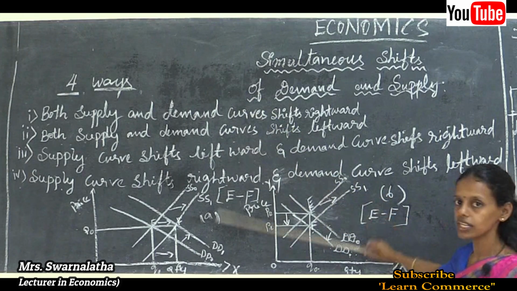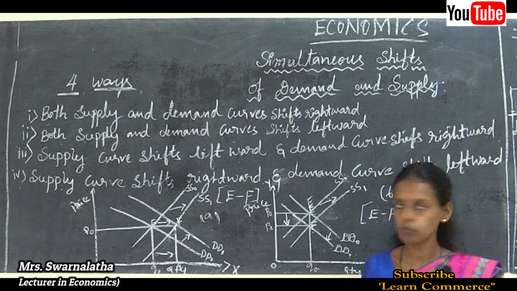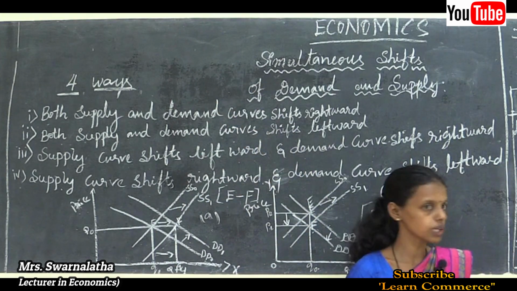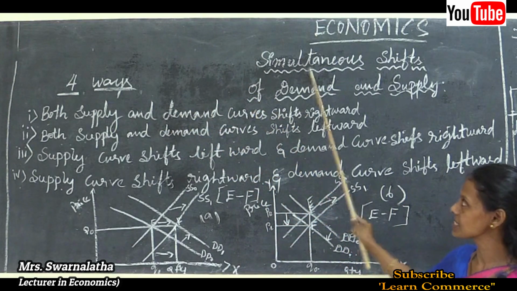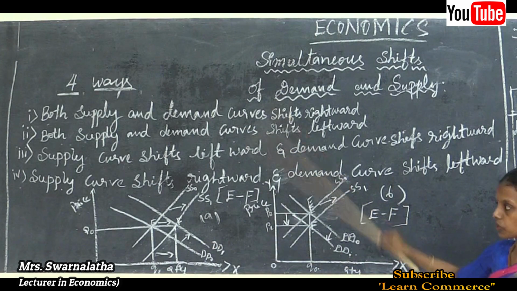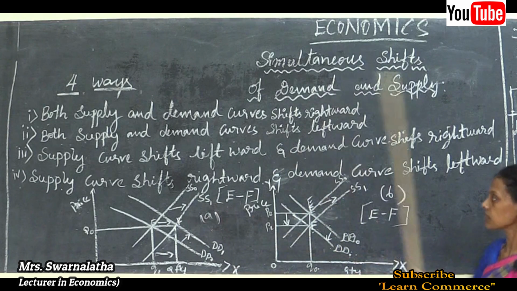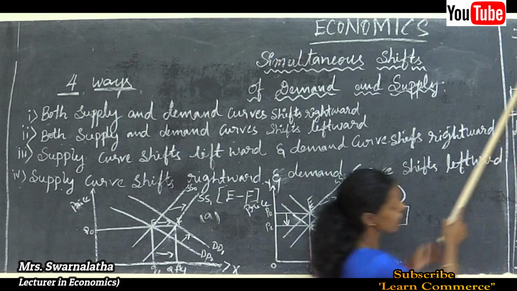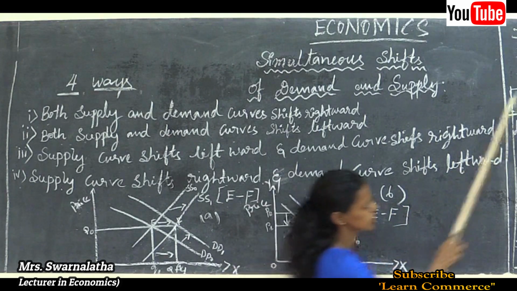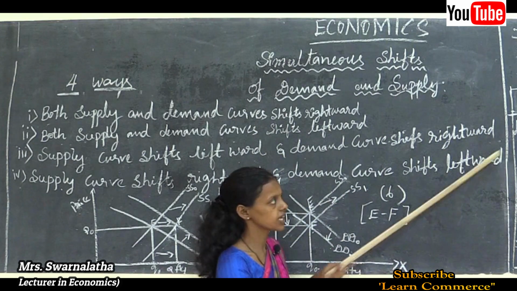This again we can explain through the table, the simultaneous shift table, which is very important for 6 marks and 4 marks. The simultaneous shift is asked together for 6 marks and 4 marks. Only the diagram and 4 possible ways for 4 marks, only the table for 4 marks, together for the 6 marks. Let us see how the impact of simultaneous shift on the equilibrium. Here you can see the table. In this table you can see all the 4 possible ways that we explained here.